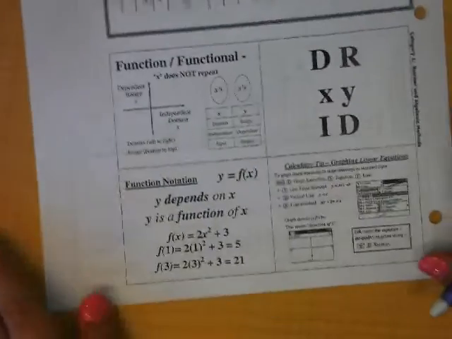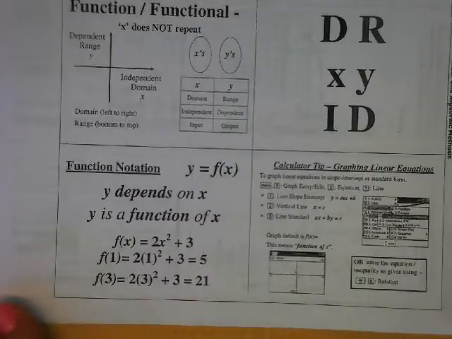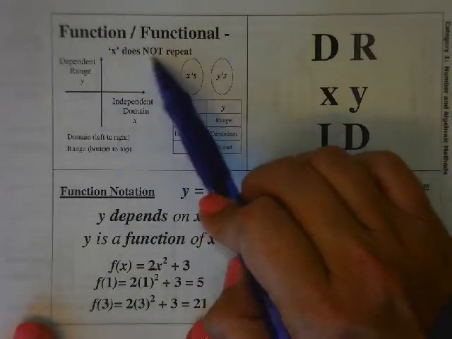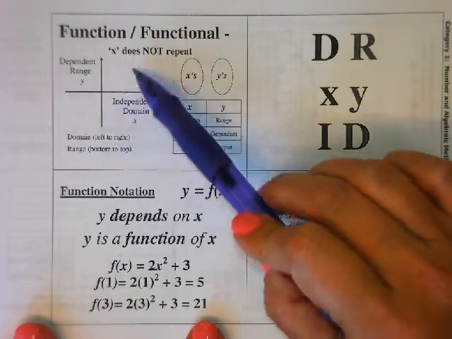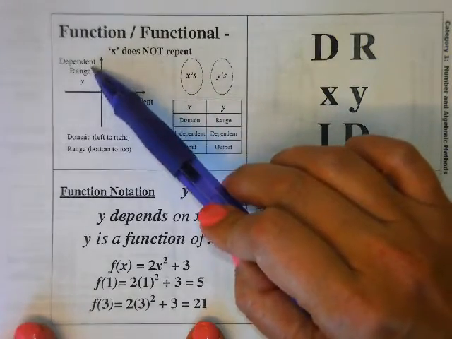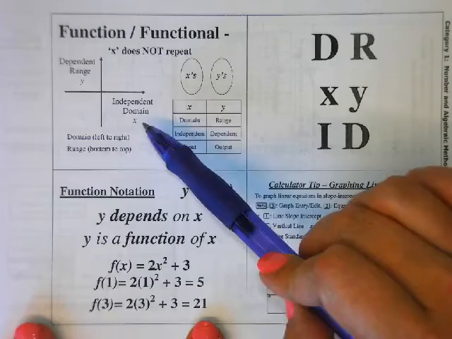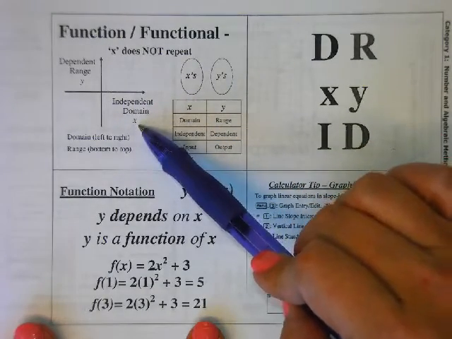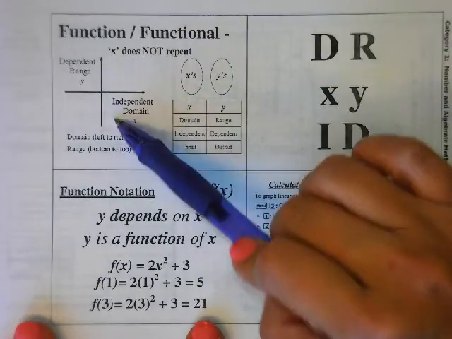Things that we're going to focus on today in category 1. Is it a function or not? Meaning the x does not repeat. We also have talked about domain and range being our y. It is also our dependent variable. Independent is domain and x. Domain is left to right. Range is up and down.